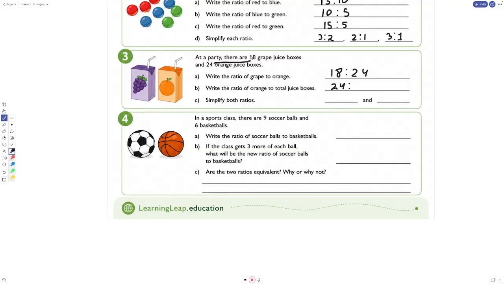Because we have to combine them all together. And what would that be, 24 plus 18? If you said 42, that's correct. Good job, 42. So our final one is going to be 24 to 42. And that will be the final answer there.